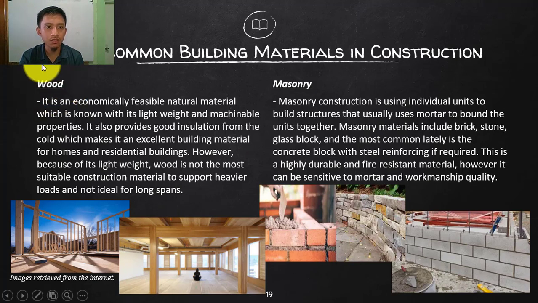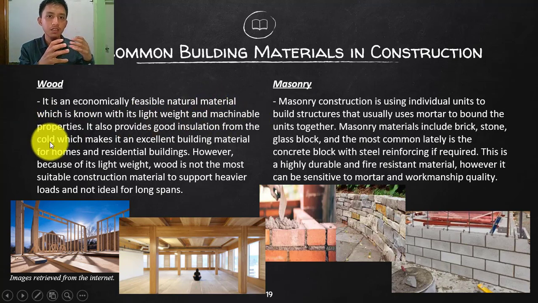Third, there is wood. It is an economically feasible natural material which is known for its lightweight and machinable properties. Compared to concrete and steel, wood is lightweight, and at the same time machinable. If you say machinable, that means it can be shaped by a machine. So you can shape it into the shape that you intended.